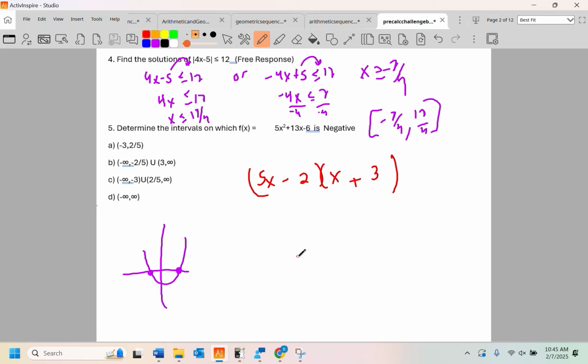Because the outside makes 15, the insides take away 2. That's going to be your 13. Zero product property. X is 2/5 and x is negative 3. So this would be negative 3, and this would be your 2/5. Negativity, that interval right there, from negative 3 to 2/5.